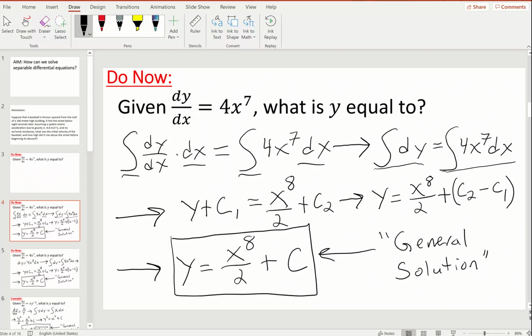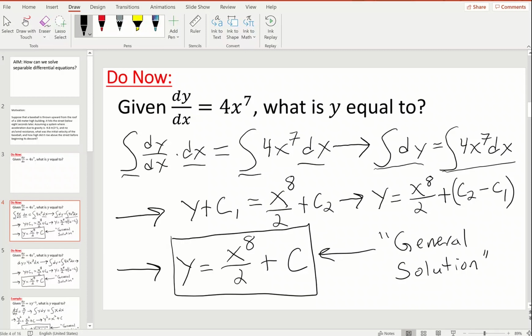Moving forward, again, remember the goal is to solve for y, so I'm going to isolate y. And so I can express the equation as y equals x to the 8th over 2 plus the quantity of C2 minus C1. But typically, instead of writing it as C2 minus C1, think about it. If I take a constant and subtract a constant from it, I get another constant as a result. So really, most of the time, in fact, all of the time, I'm totally fine with you just expressing your final answer as y equals x to the 8th over 2 plus just c.